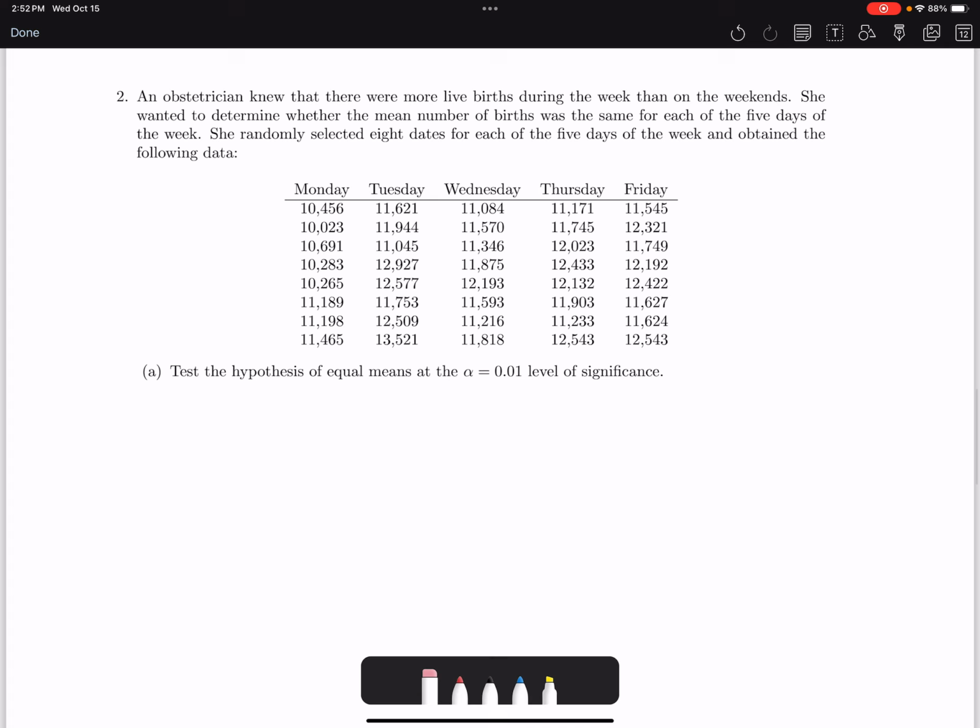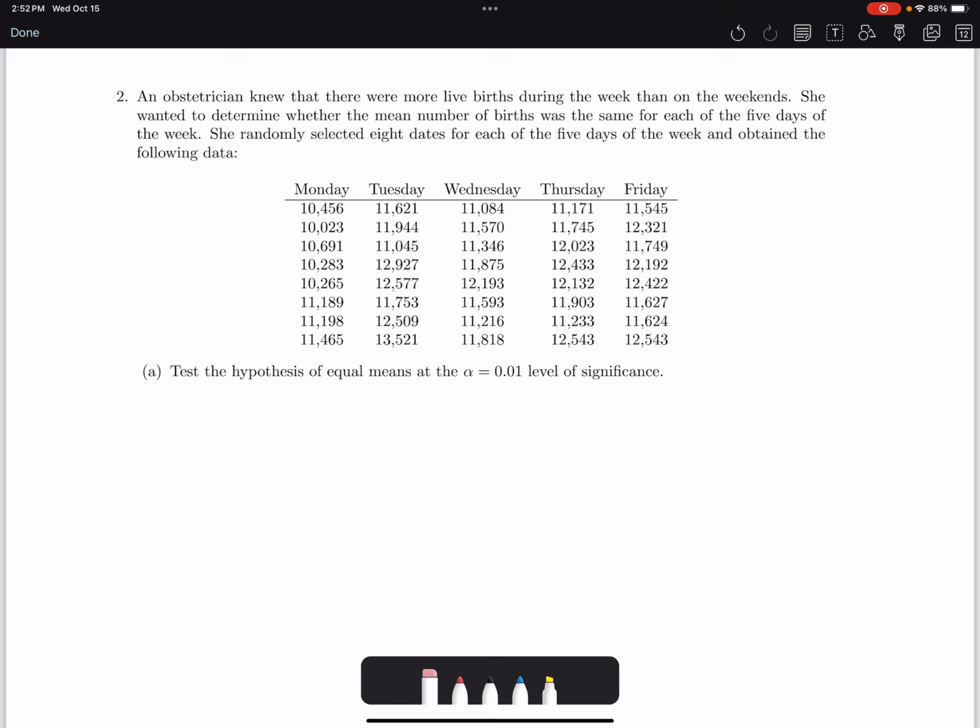Let's look at a second example. An obstetrician knew that there were more live births during the week than on weekends. She wanted to determine whether the mean number of births was the same for each of the 5 days of the week. Okay, so she already knows there are more live births during the week than on the weekends. But what about if you just look during the week? Is there a difference in the number of live births during those days?